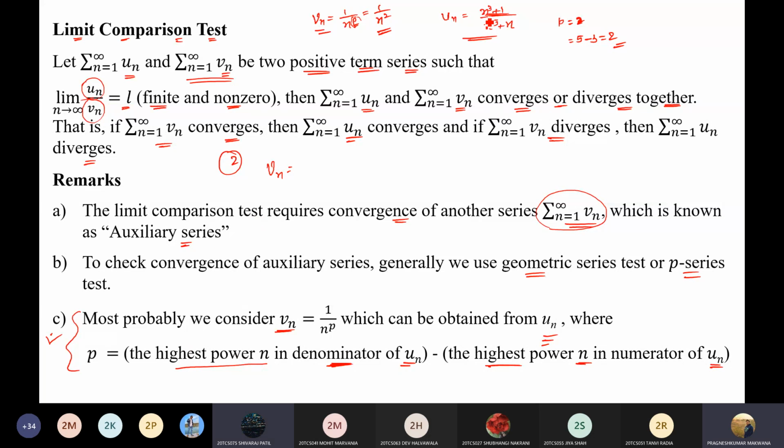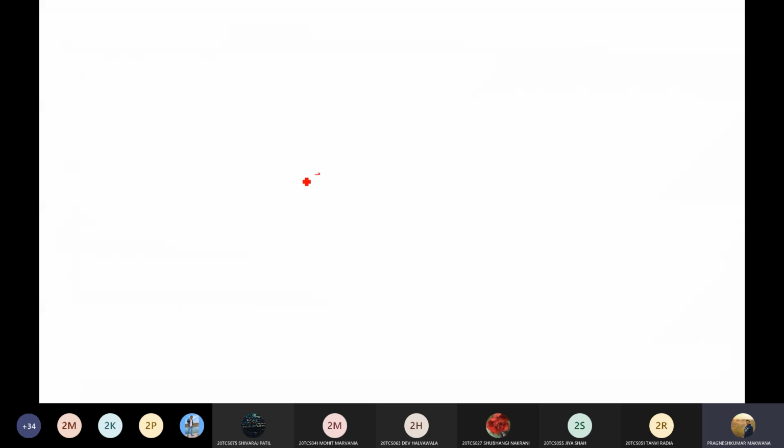Not a power. The highest power term of n in the numerator is n cube. Now what is the highest power term of n in the denominator? n raised to 5.